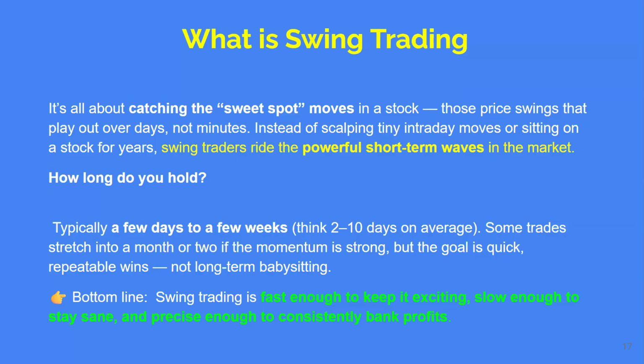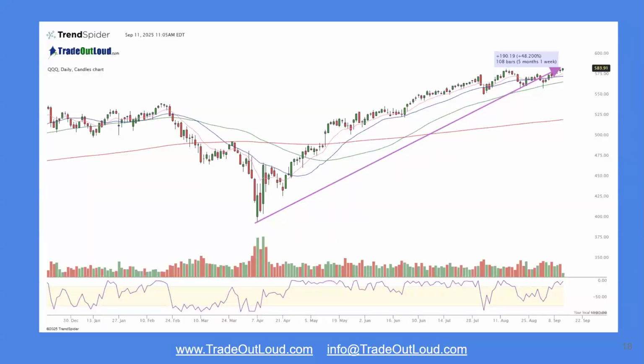And of course, it depends on the market environment. So think on average 2 to 10 days, and some trades stretch into a month or two if the momentum is strong. But the goal is quick, repeatable wins, not long-term babysitting. So bottom line, swing trading is fast enough to keep you excited, but slow enough to stay sane and precise enough to consistently bank profits.